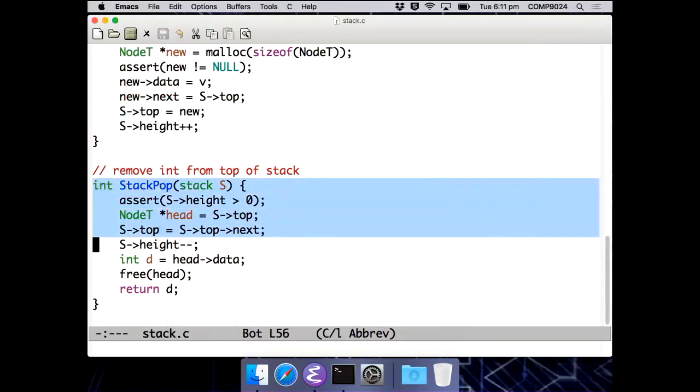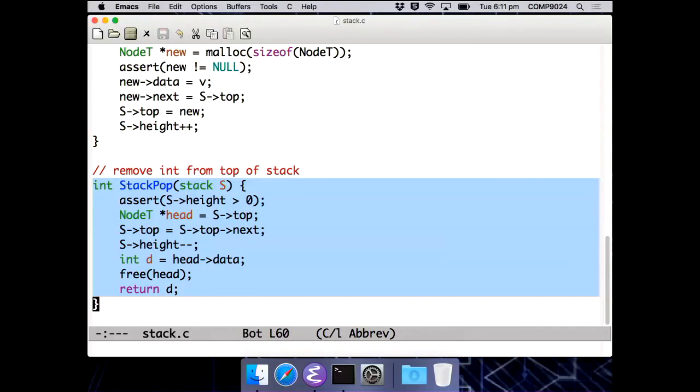Now, removing an element, that is popping an integer from the stack, first of all requires that the stack has at least one element. This is the assert here. And then we take out that element that is the current head of the list and remove it. Importantly, we, at this point, immediately free the memory that has been allocated by this one particular element.